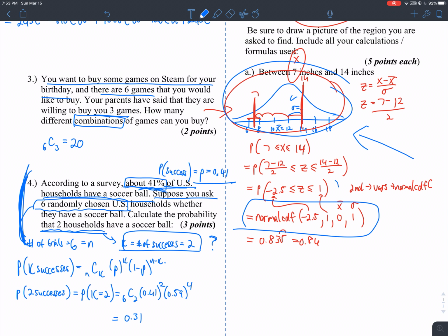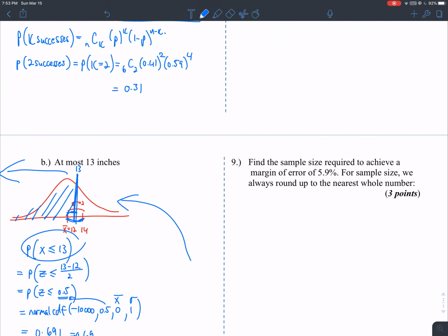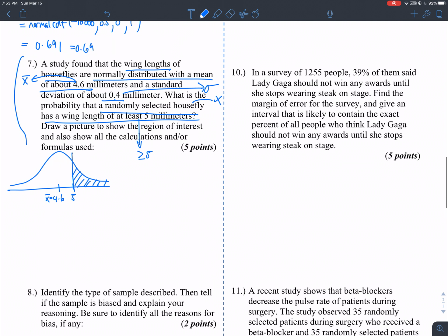We did one where your randomly selected value is between two numbers, one where it's less than and the other one where it's greater than. Okay, that's pretty standard, so we know you can handle any kind of situation there. So what's the probability that x is greater or equal to 5? The randomly selected housefly has a wing length of at least 5 millimeters.